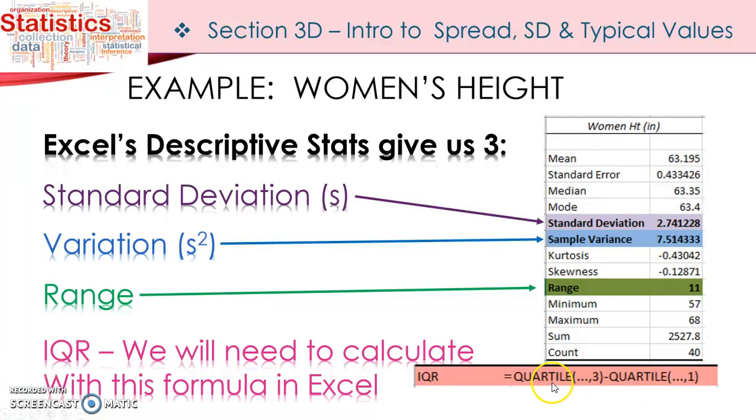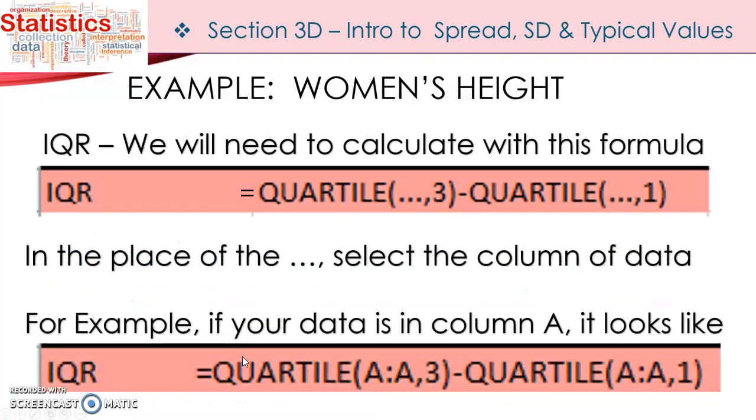We're going to learn more about what the IQR is in Unit 4, but for now we're just going to type in that formula. Those 3 dots represent where the data set is. So instead of those 3 dots, you could either click on the column header, or if you put the data set in column A, like I will in my example, then you can just type A:A.